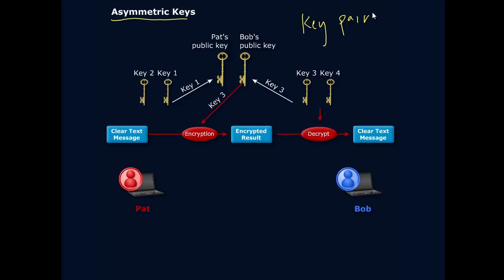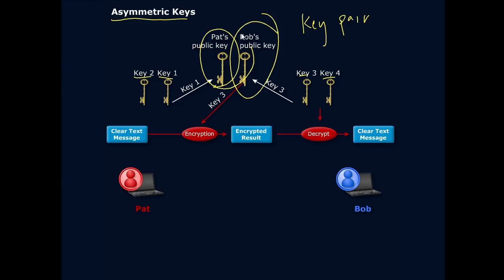So Bob creates two keys. He creates key 3 and key 4. Pat creates two keys, key 2 and key 1. Now, one of those keys is going to be public. In this case, Bob has a public key of 3. Pat has a public key of 1.